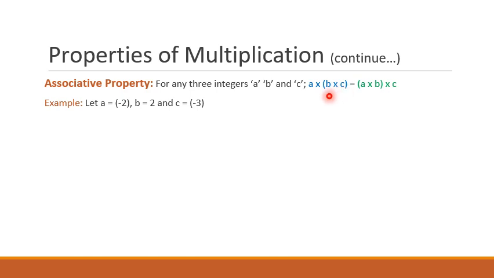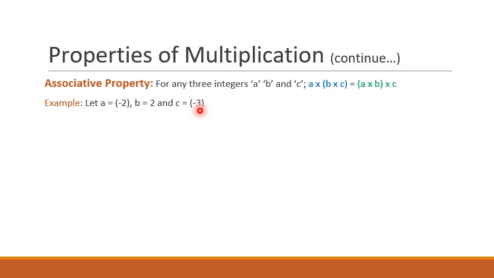This means while multiplying any three integers, the grouping of integers doesn't affect the answer. The answer will remain the same irrespective of the grouping of the three integers. Whether I group these two integers or I group these two integers together, the product is going to be the same. So let's understand this property with an example. In this example, I have taken a as -2, b as +2 and c as -3.